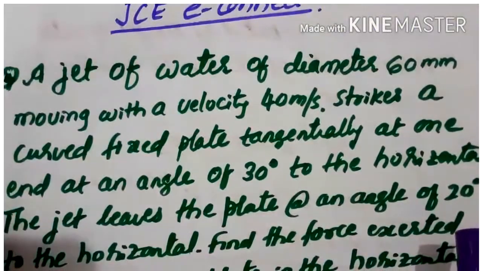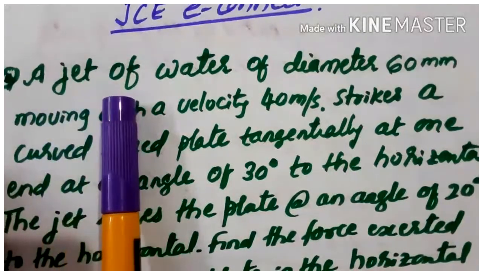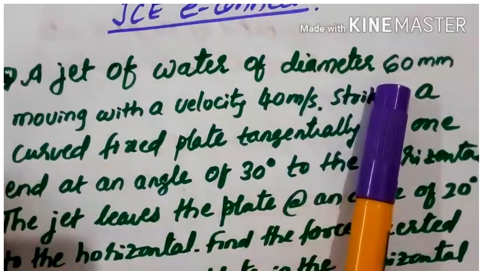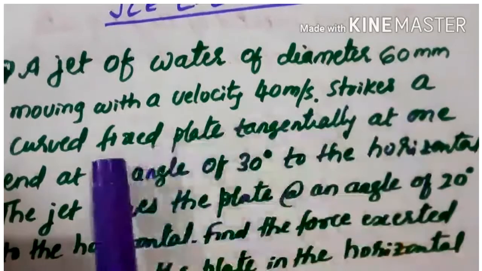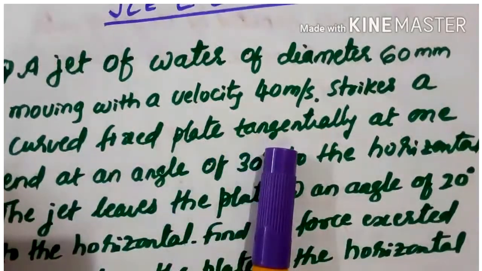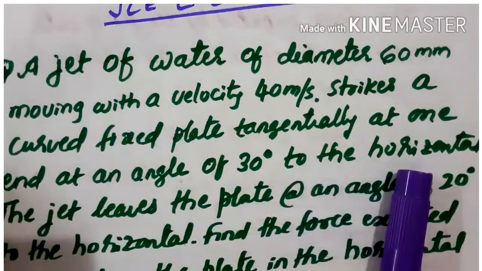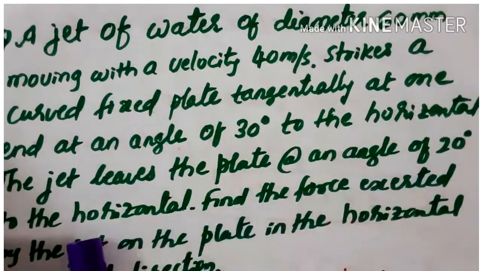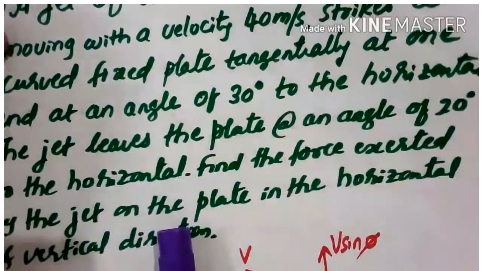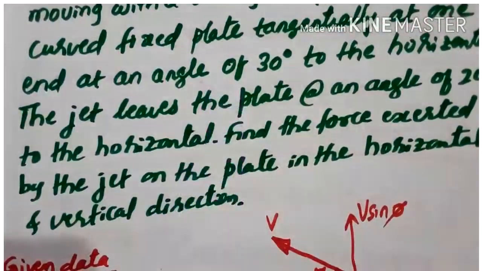So let us take the next problem on a curved vane. The problem given here is: a jet of water of diameter 60 millimeter moving with a velocity of 40 meter per second strikes a curved fixed plate tangentially at one end at an angle of 30 degree to the horizontal. The jet leaves the plate at an angle of 20 degree to the horizontal. Find the force exerted by the jet on the plate in the horizontal as well as in the vertical direction. So this is the problem given.